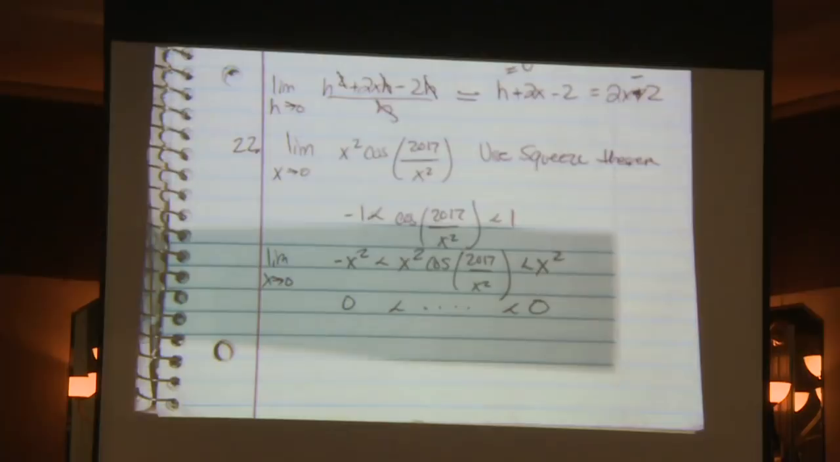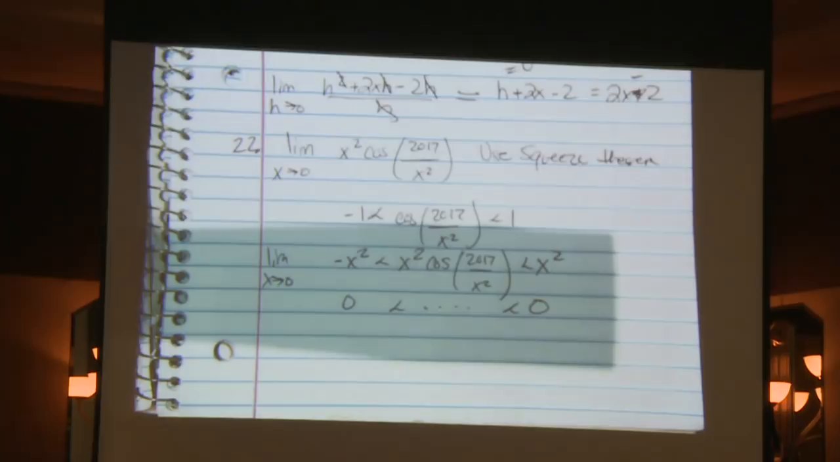I can't hear you. Yes, yes. Because it is a trigonometric function, it's going to be bounded. So if it was sine, it would still be negative 1 and 1. Go ahead. She had a question, sorry.